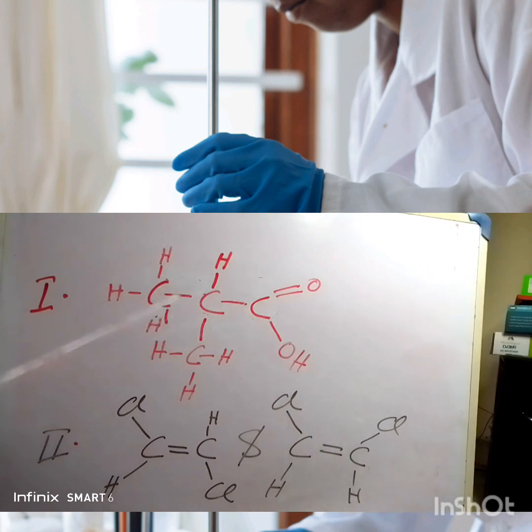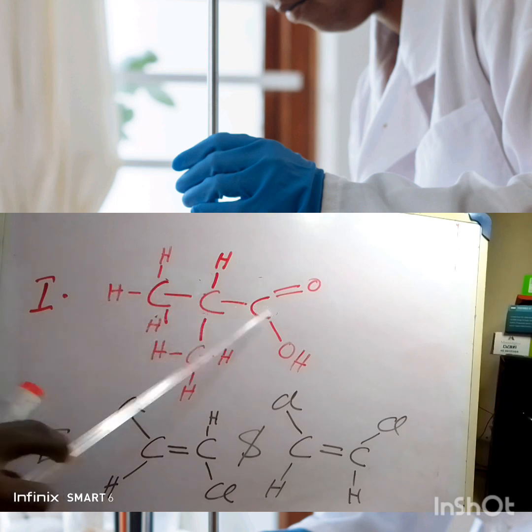Now the longest here, if you count it, 1, 2, 3, this is the longest. And 3 is prop. So we have been able to identify the three things that form the name, or the IUPAC nomenclature, of an organic compound: the prefix, the root, and the suffix. The suffix in this compound is oic. The prefix here is methyl, and of course the root name is prop, because we have 3 carbon atoms.